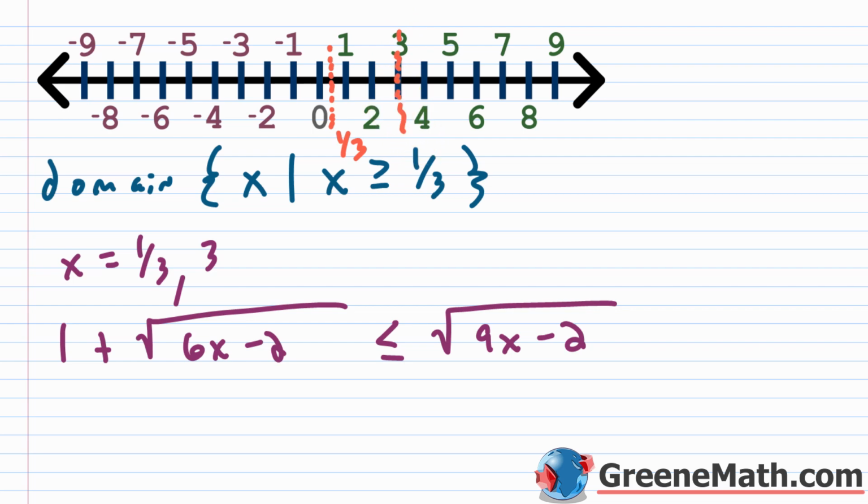And basically we can set up our regions, or you can say intervals, or whatever you want to say. So this is A, this is B, and this is C. So A is going to be anything that's less than 1/3. So we already know that that violates the domain because X has to be equal to 1/3 or greater.